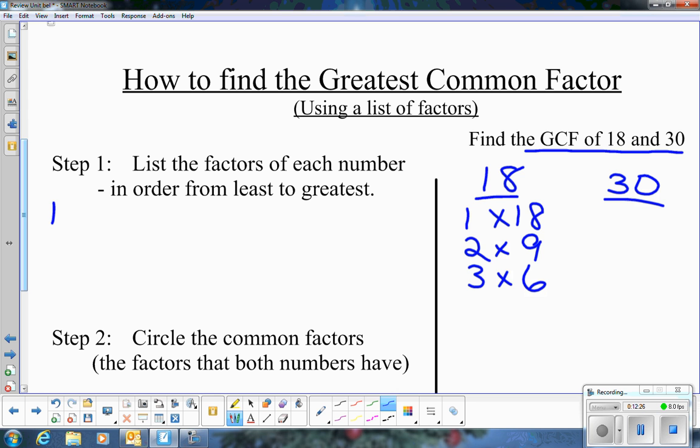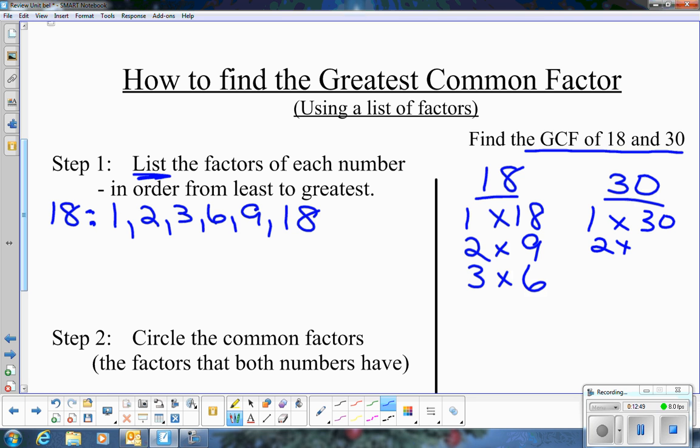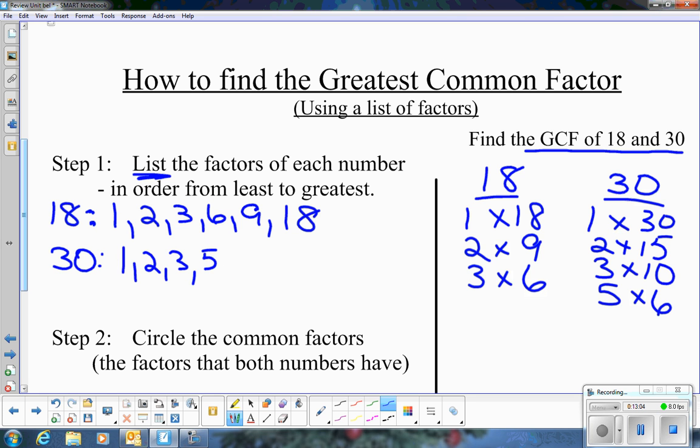Okay? So over here, we're going to make our list of the factors of 18. Because my directions said to list them. If my directions didn't say to list them, you could probably just leave it in the chart if that works for you. But if it says list, you gotta list. You gotta read those directions. 30, same thing. 1 times 30, 2 times 15, 3 times 10, 4, nope, 5, yep, 5 times 6, and then 6 would be repeating. So my factors of 30 are 1, 2, 3, 5, 6, 10, 15, 30.